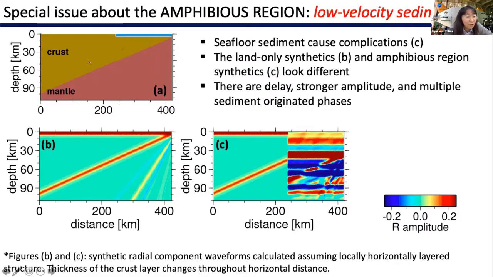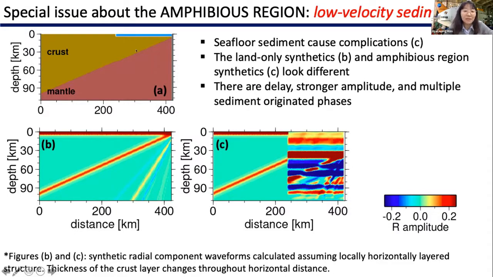I would like to show you synthetics to give you an idea why special care is needed. Let's consider a very simple crust-mantle structure. The crust thickness is thickening towards the left. In this simple case, just crust and mantle, assuming land only, the synthetic radial waveforms will look like B. We can consider the radial waveforms as pseudo receiver functions. We can clearly and simply see this dipping Moho signal as this red inclined amplitude.